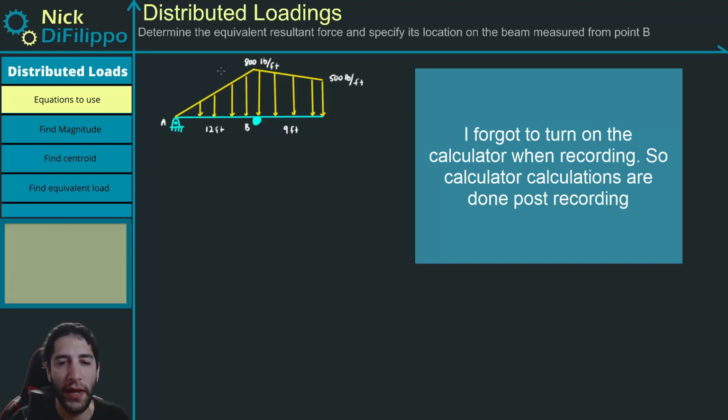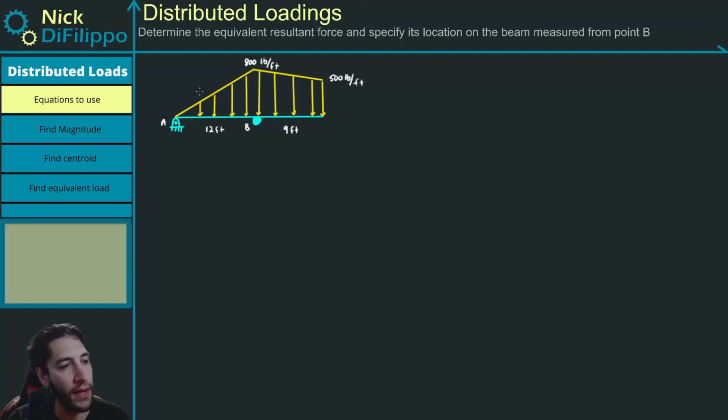In this problem, we have this distributed loading that's this complicated shape. And what we're asked to do is determine the equivalent resultant force and specify its location on the beam measured about point B. Now, point B is going to be right here, and point B actually corresponds to the tip of this high point of the loading.